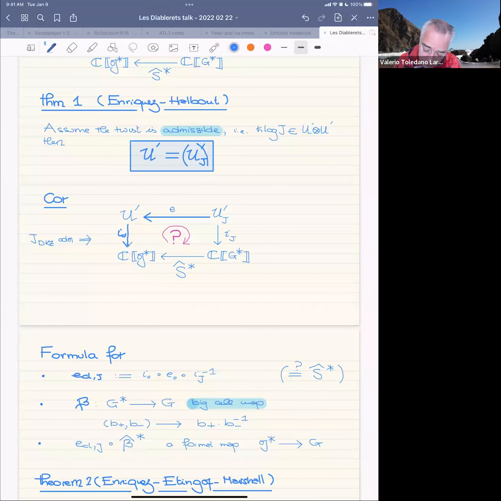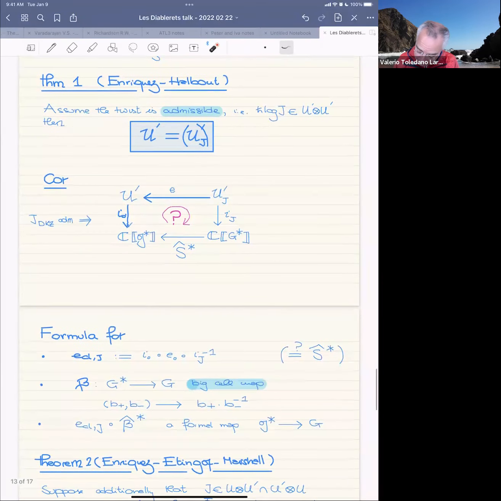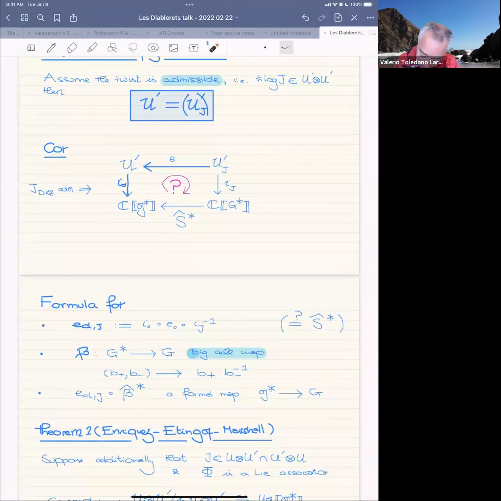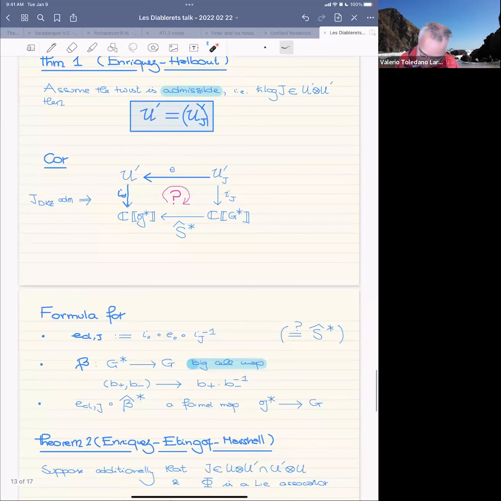And there's a theorem due to Enriquez, Etingof, and Marshall that gives an explicit formula for this map here, or better, for its composition with the big cell map. So the big cell map is a map from G star to G, which takes these two elements, B plus and B minus, and multiplies B plus on the right by the inverse of B minus. So we're going to look at it as a formal map, this big cell map, and it becomes an isomorphism at that point. So it's a formal map from G star to G. And what this result that I'm going to state in a second gives you is an explicit formula for this composition.